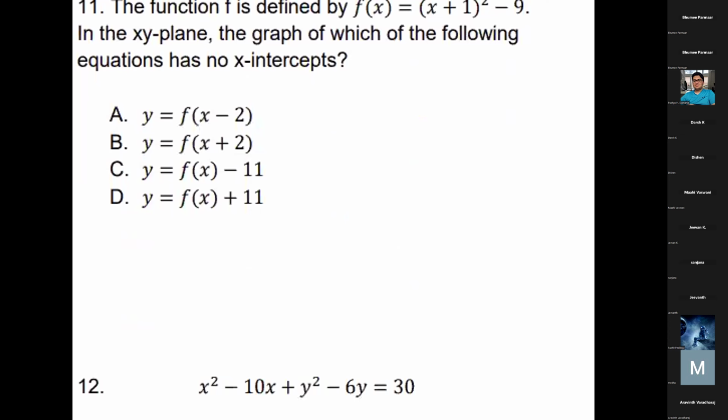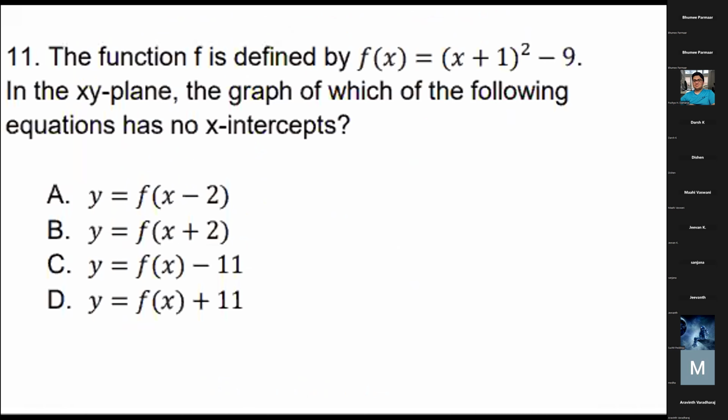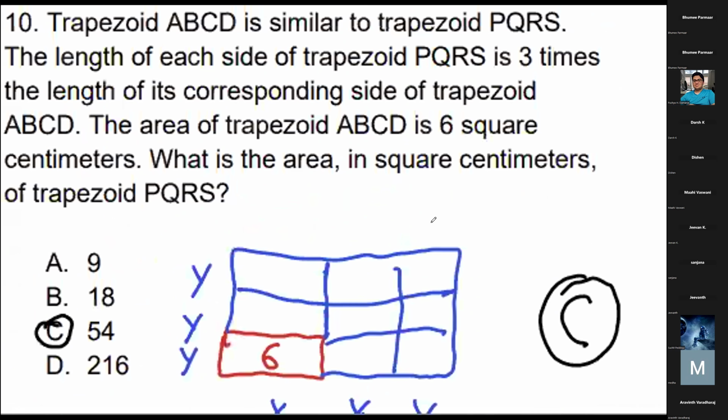Question 11. Push, you need to explain the previous one again. Someone is asking for it.